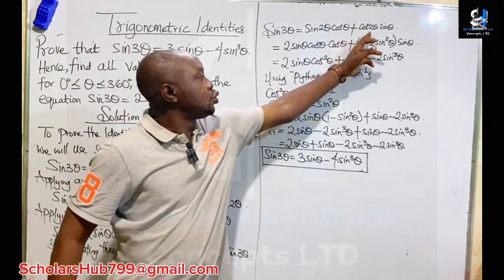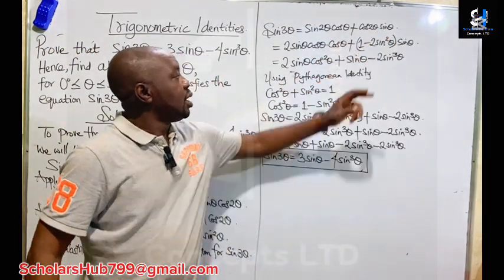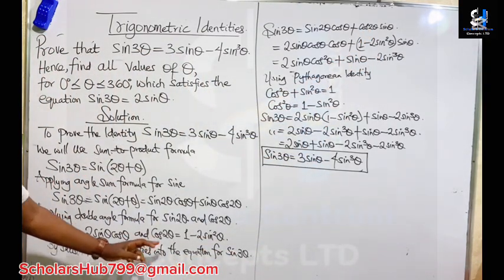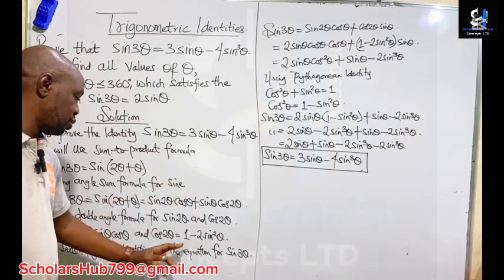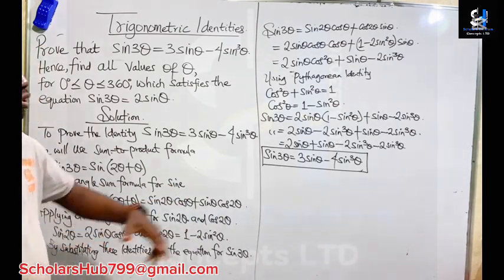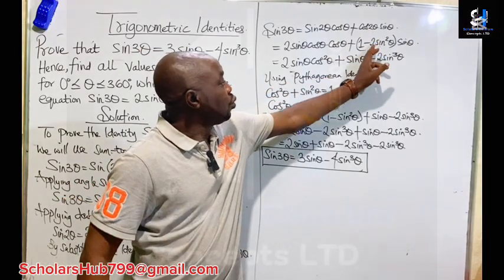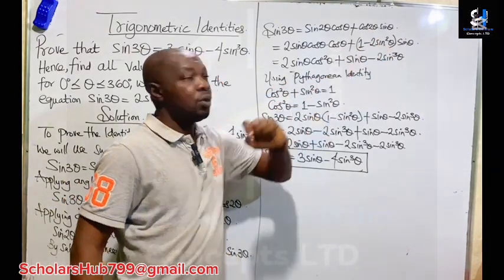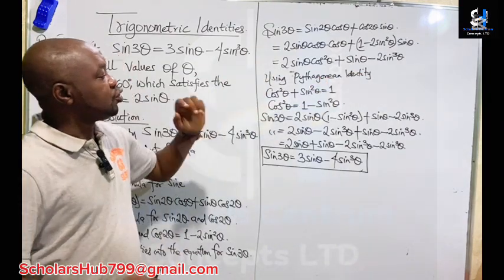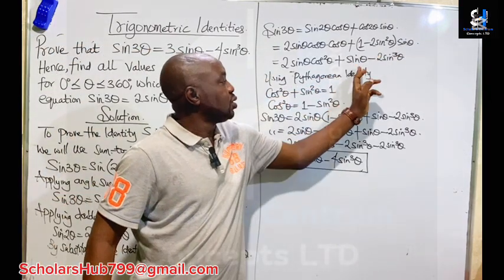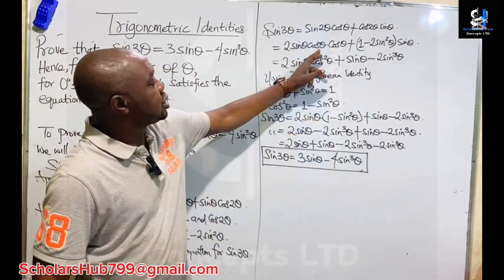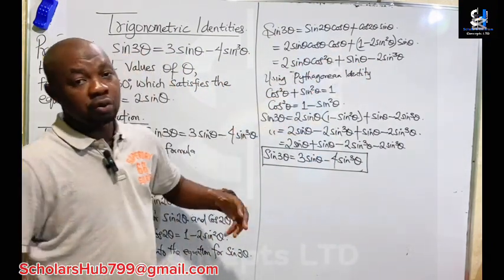Then also we have cos 2 theta sine theta, and the double angle formula for cos 2 theta in terms of sine will be 1 minus 2 sine square theta. So we substitute 1 minus 2 sine square theta for cos 2 theta, then multiply by sine theta. When we distribute sine theta, we have sine theta minus 2 sine cube theta, and then cos theta multiplied by cos theta will be cos square theta.